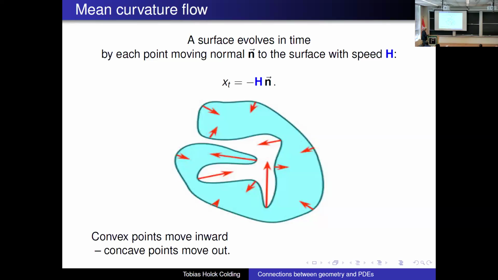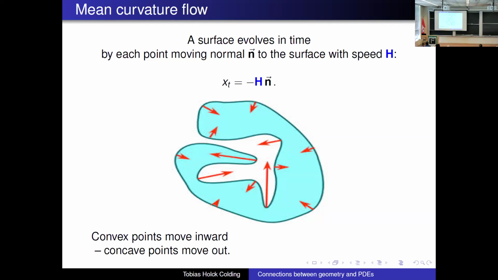So a surface is evolving. Here the schematic picture is that the surface is the dark blue boundary. The light blue is just the inside, but it's not actually the surface, right? The surface is illustrated by this simple closed curve.